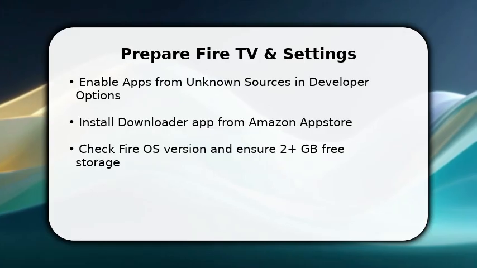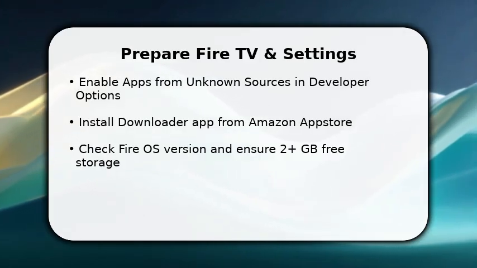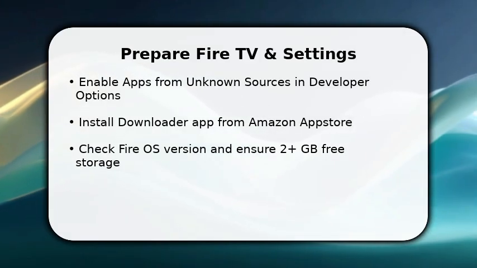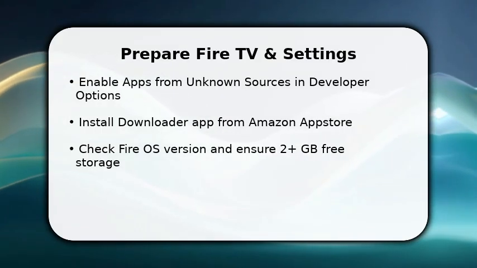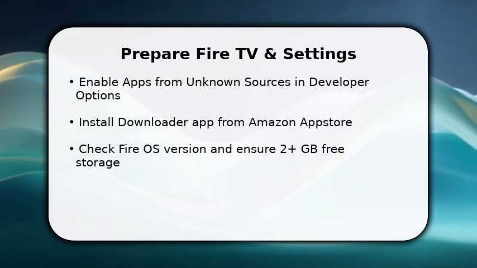You start by preparing the Firestick so it can accept apps outside the store. Go into Settings, right arrow My Fire TV, right arrow Developer Options, and enable apps from unknown sources. This lets you sideload safely.